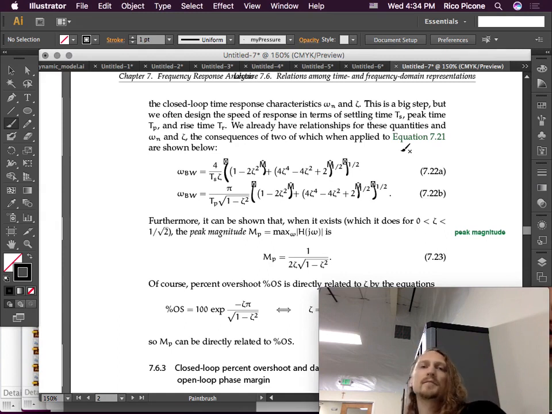All right. So the bandwidth is related to the settling time mixed with the damping ratio. And it's also related to the peak time mixed with the damping ratio. Okay?